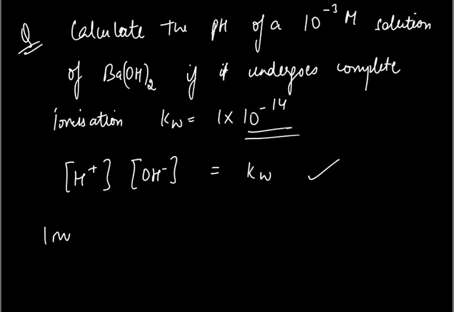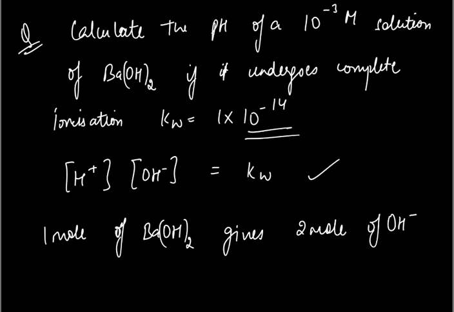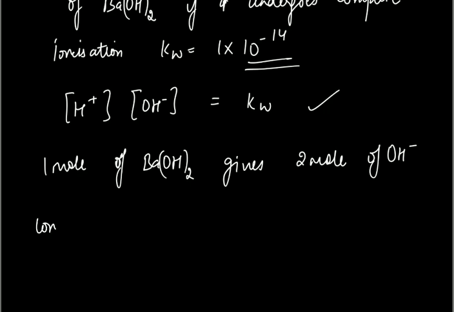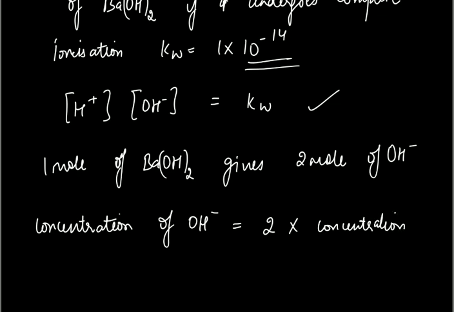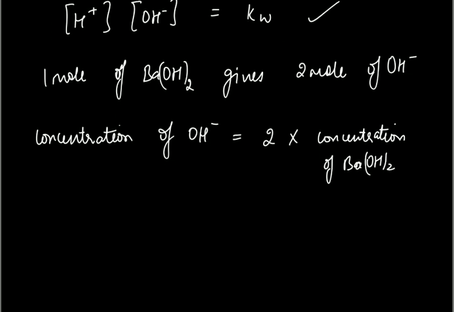Now we know that 1 mole of barium hydroxide, from the formula itself, gives 2 moles of OH negative ions. So if we need to calculate the concentration, you can call it molarity or normality, like any concentration, so anything that we can take. Concentration of OH negative ions, if we need to calculate, we need to multiply 2 into the concentration of barium hydroxide.